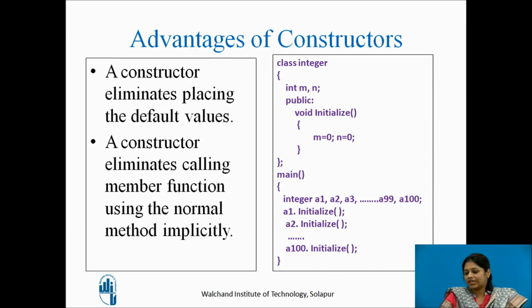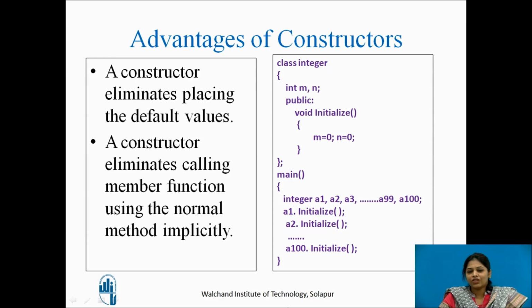Let's focus on an example. Here, a class integer has been declared having data members m and n in the private section of the class, and a normal member function, initialize, has been declared in the public section of the class. In main, 100 objects have been created, the objects A1 to A100. These are the objects for the class integer. Now the role of the member function is to initialize the data members m and n to 0.